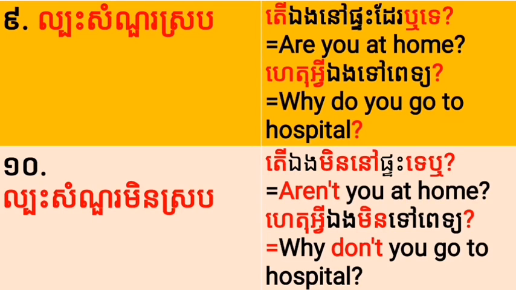And for these two type of question sentences, the first is the positive interrogative sentence, and the second is negative interrogative sentence. So let's see the example. តើឯងនៅផ្ទះដែរឬទេ. It means that are you at home? And for the negative interrogative sentence we can say តើឯងមិននៅផ្ទះទេឬ. It is opposite.